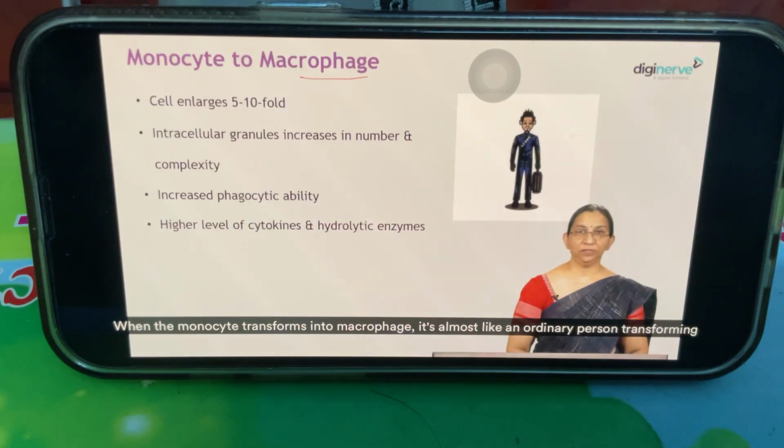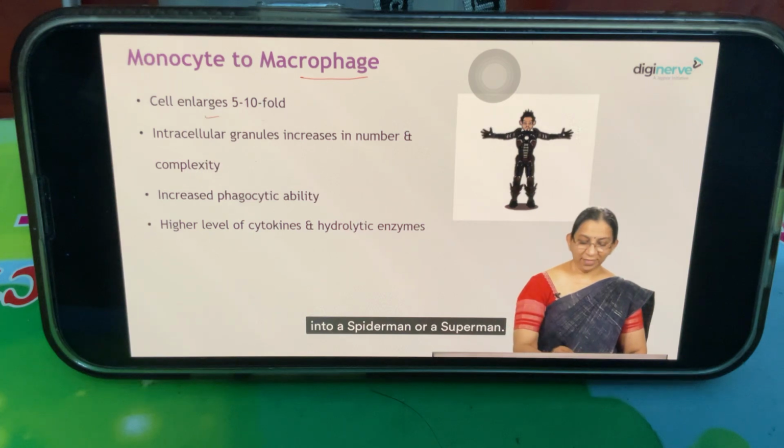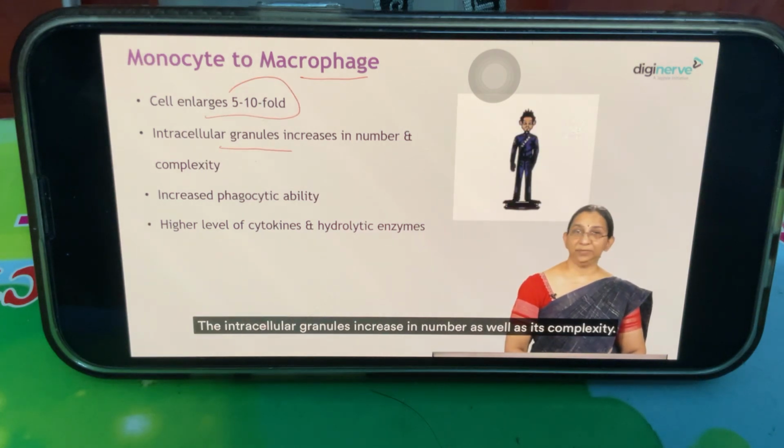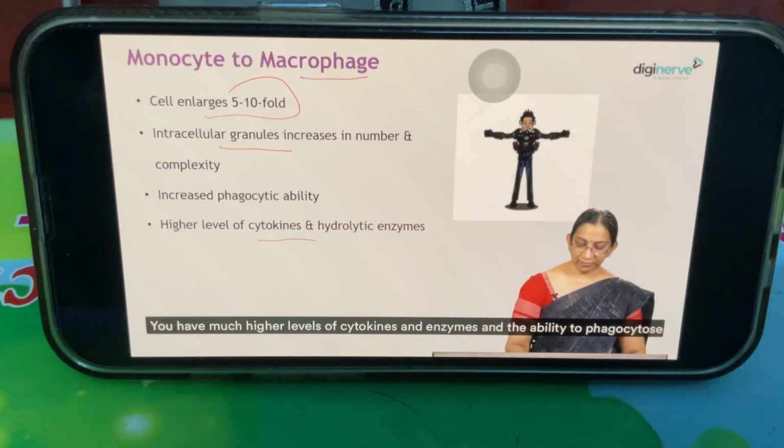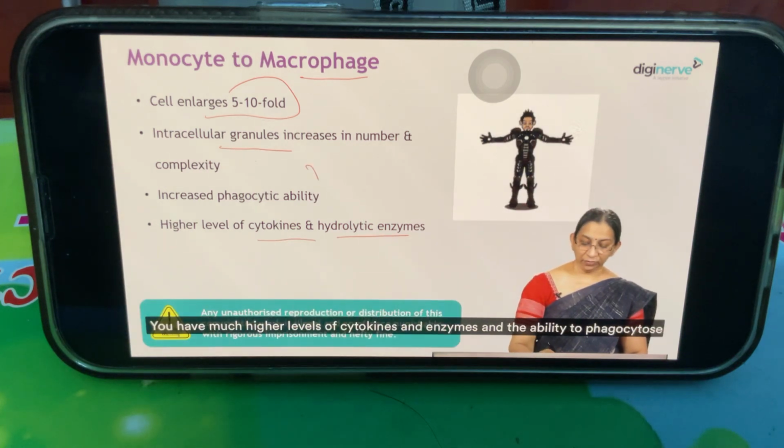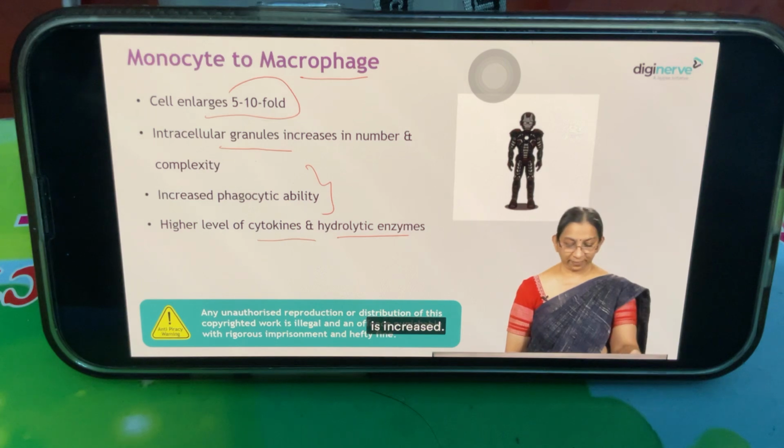The important functions of monocytes include phagocytosis, antigen processing and presentation, and releasing cytokines. When the monocyte transforms into a macrophage, it's almost like an ordinary person transforming into a Spider-Man or a Superman. The cell enlarges 5 to 10 times its normal size. The intracellular granules increase in number as well as in complexity. You have much higher levels of cytokines and enzymes, and the ability to phagocytose is increased.